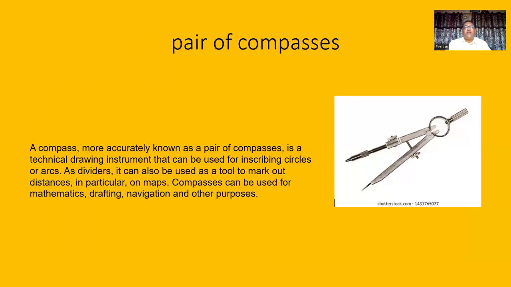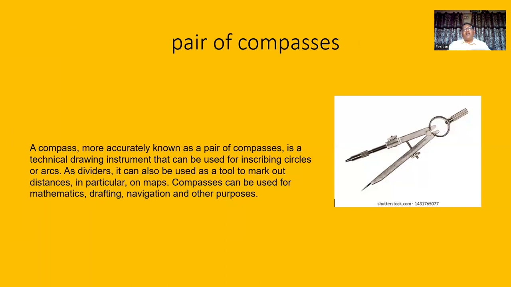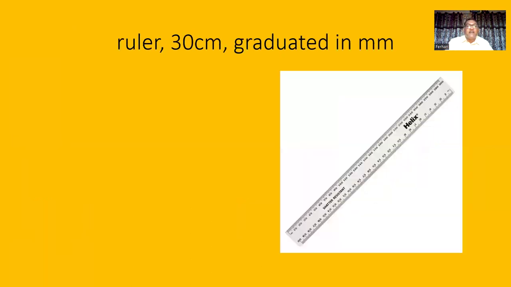Then we have the pair of compasses. The pair of compasses is very important. It is used to draw arcs. It is used to draw perpendiculars. It is used to draw normals, and it can divide a certain angle. It can bisect angles, as you have learned in your mathematics, with the use of these pair of compasses. Then we have this ruler, which is 30 centimeters long, very important, used to measure length.